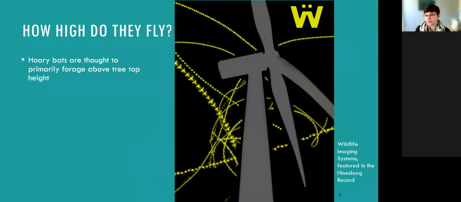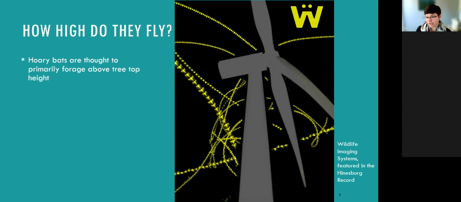So this was kind of surprising because in general, hoary bats are thought to be flying mostly and foraging above the treetop height. If that's the case, why would the ground clearance have any impact at all? But what we're finding is that a lot of studies are seeing a lot more bat use happening below the rotor swept area than what was previously thought.